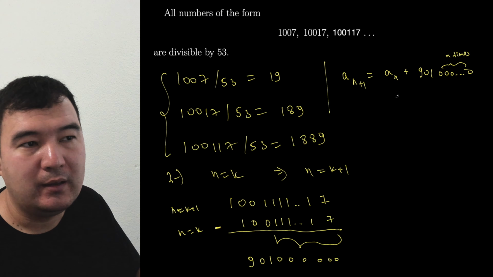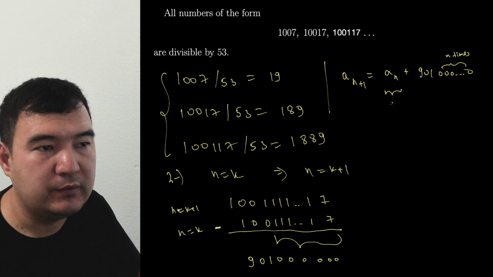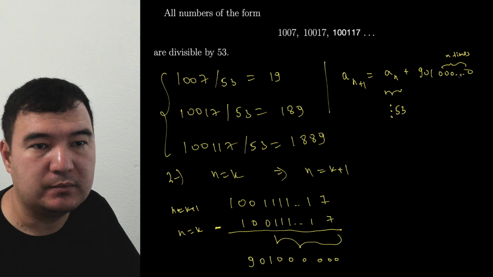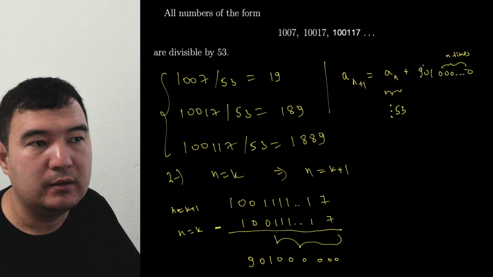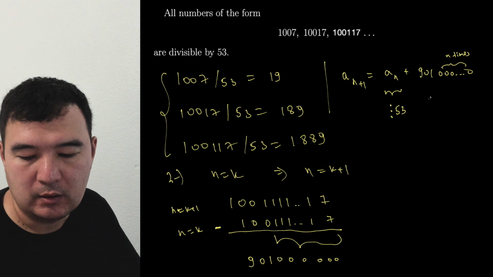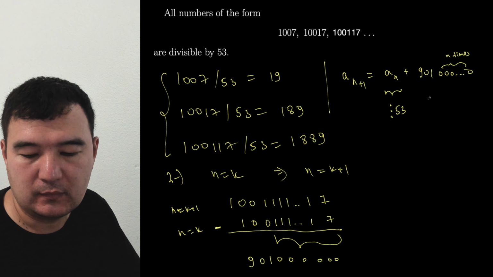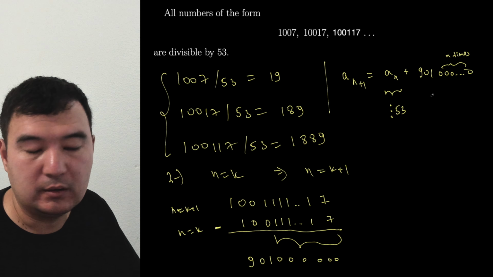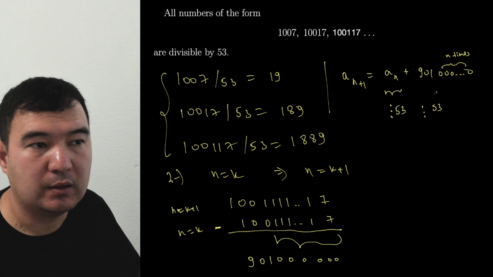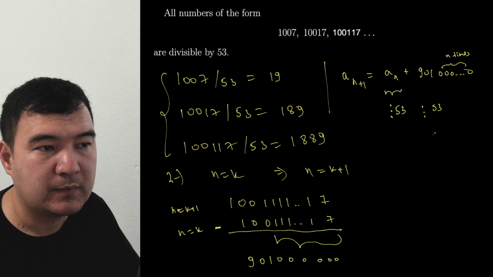So by induction, if we know that this is divisible by 53, this is divisible by 53. When you are dividing by 53, these zeros don't matter, because zeros are tens, and tens are 2 times 5. So 901: if you divide 901 by 53, you get 17. So the second number is also divisible by 53. If you divide this by 53, you get 17 and zeros always.